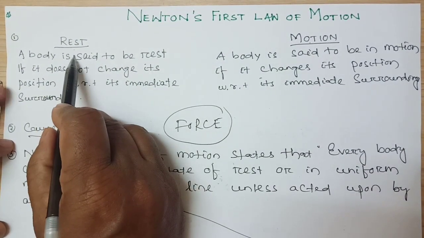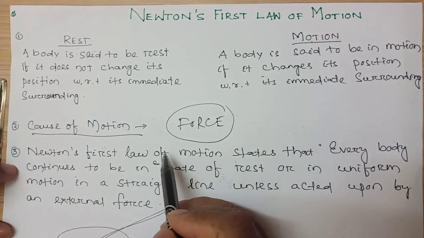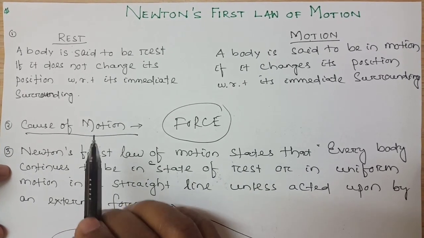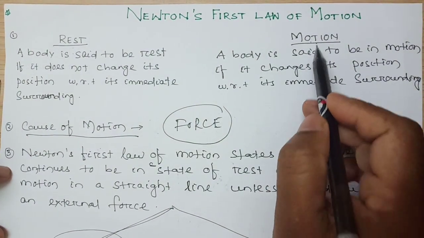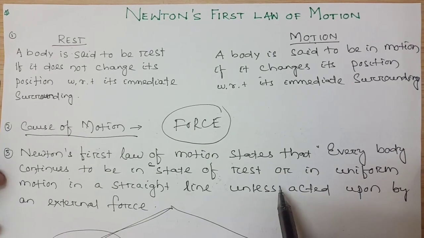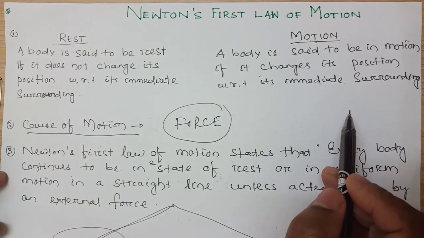So what is rest? A body is said to be at rest if it does not change its position with respect to its immediate surrounding. Now come to motion. A body is said to be in motion if it changes its position with respect to its immediate surrounding.